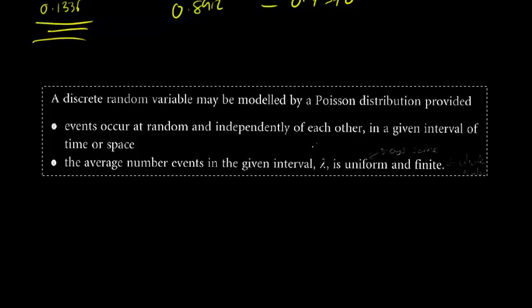A discrete random variable may be modeled by a Poisson distribution provided events occur at random and independently of each other in a given interval of time or space. The average number of events in the given interval, lambda, is going to be uniform and finite as well. So you can't have like an infinite average. But it's going to be the same consistently all the way through your intervals.